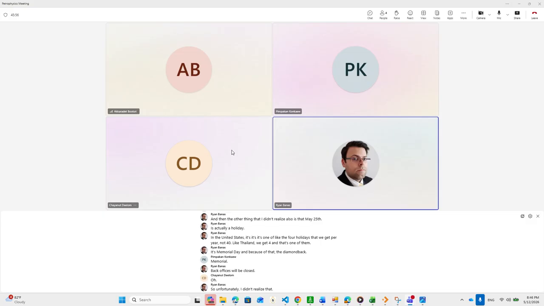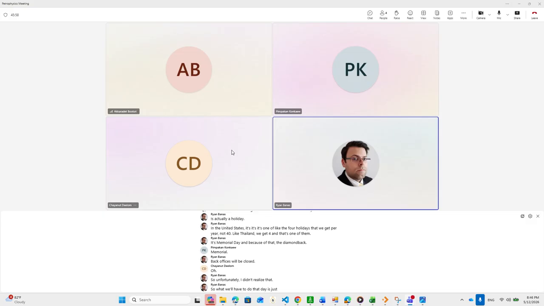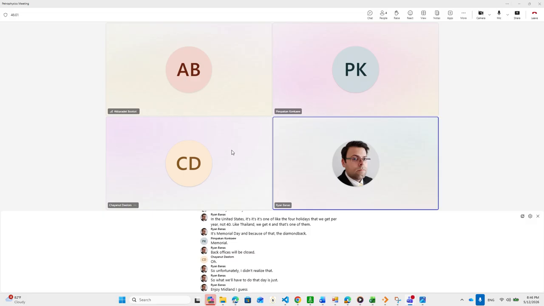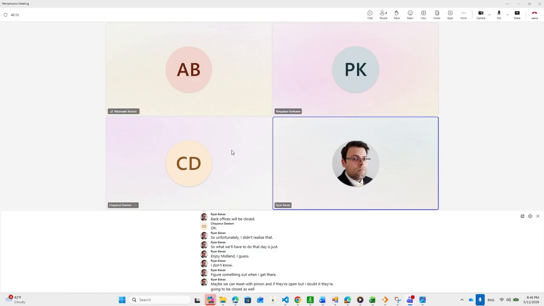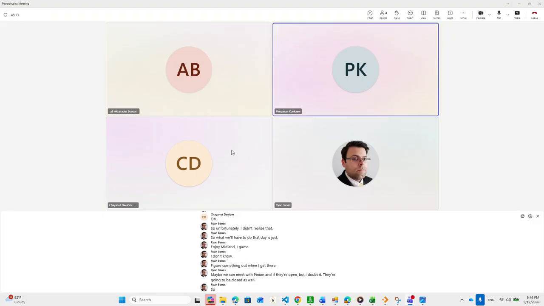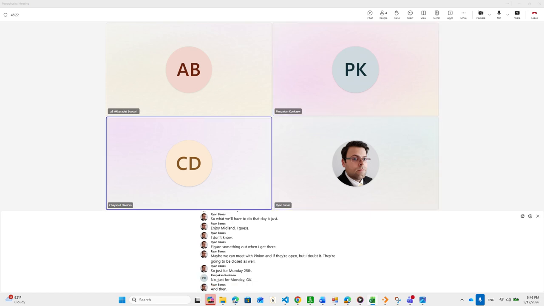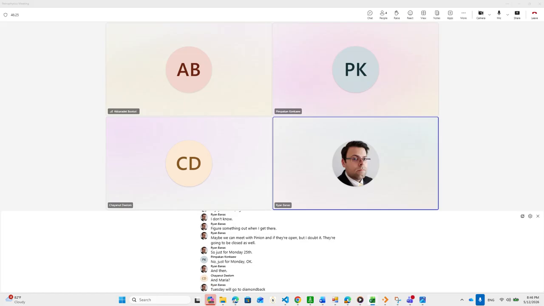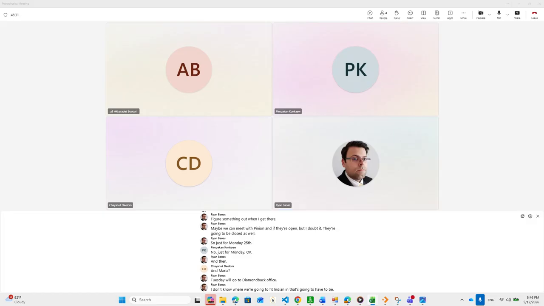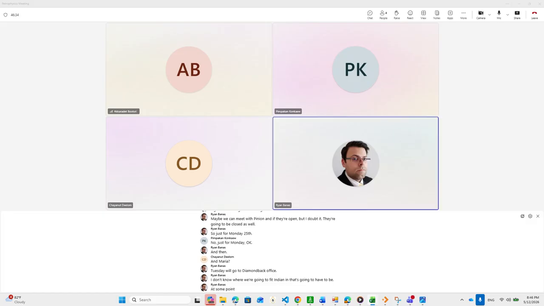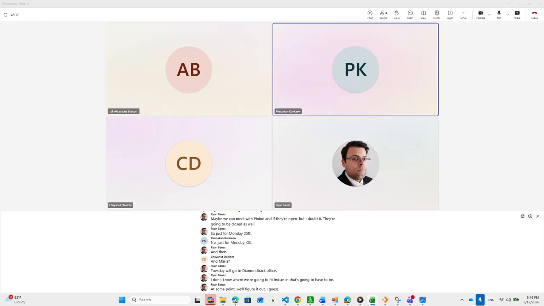So what we'll have to do that day is just enjoy Midland, I guess. I don't know. Figure something out when I get there. Maybe we can meet with Pinion if they're open, but I doubt it. They're going to be closed as well. Just for Monday, the 25th. And then Tuesday, we'll go to Diamondback's office. I don't know where we're going to fit Pinion in. We'll figure it out, I guess. But Monday will be that.